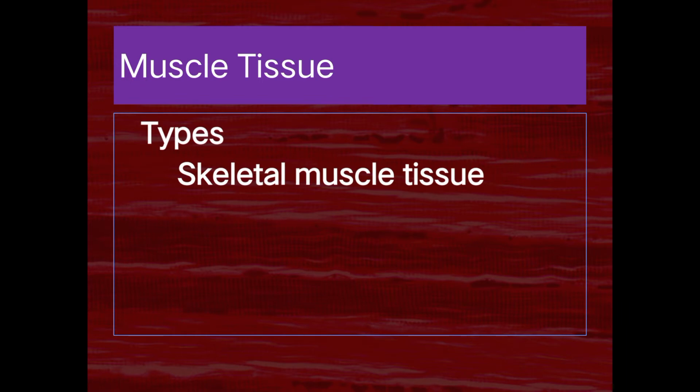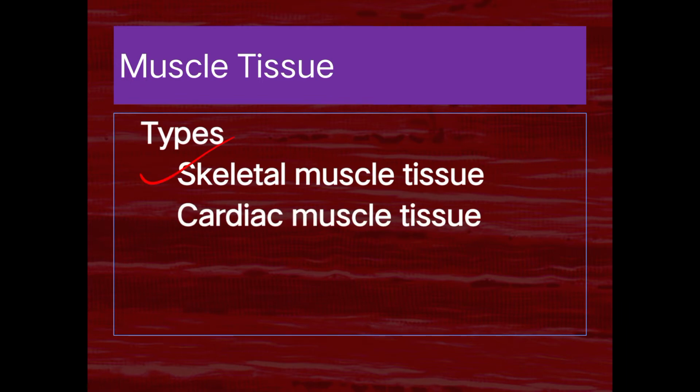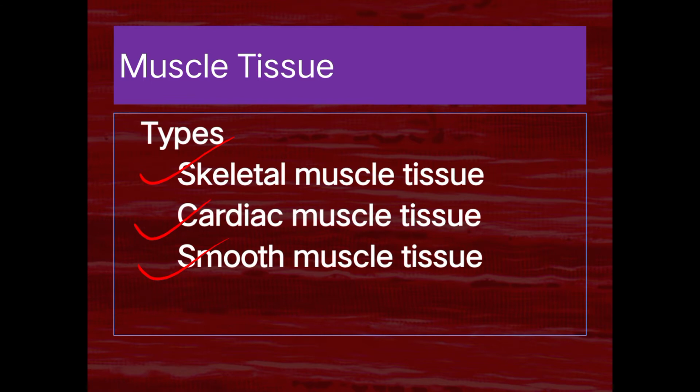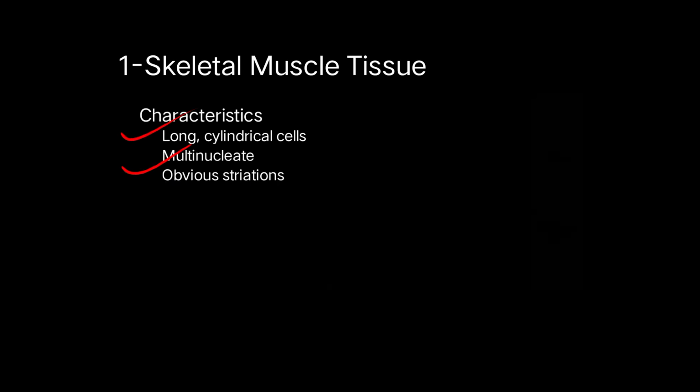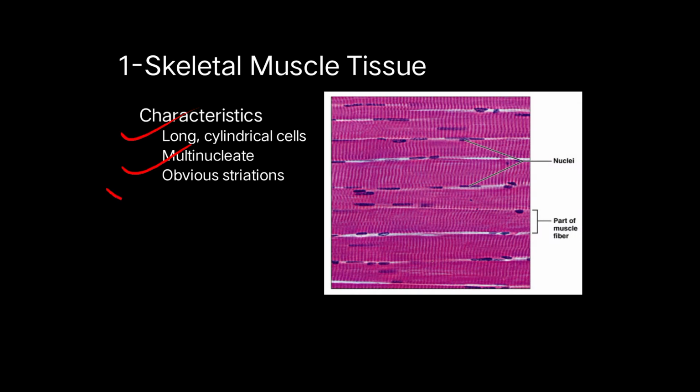Then muscular tissue: that is the skeletal muscle tissue, then we have cardiac muscle tissue, and then smooth muscle tissue. So first is the skeletal muscle tissue. And what are the characteristics? They are long and cylindrical cells. They are multinucleated, meaning the cells are multinucleated and have striations because of the presence of actin and myosin proteins.